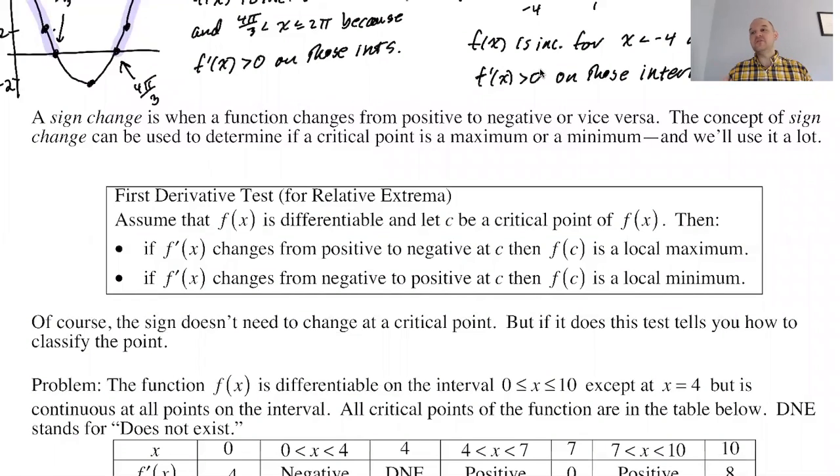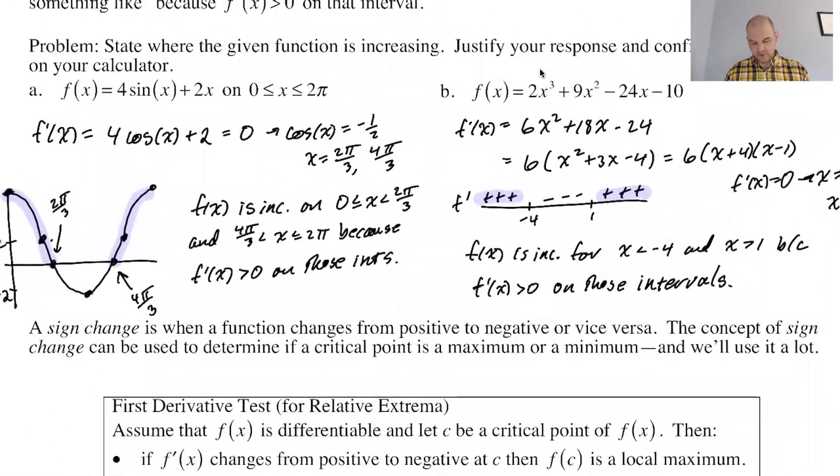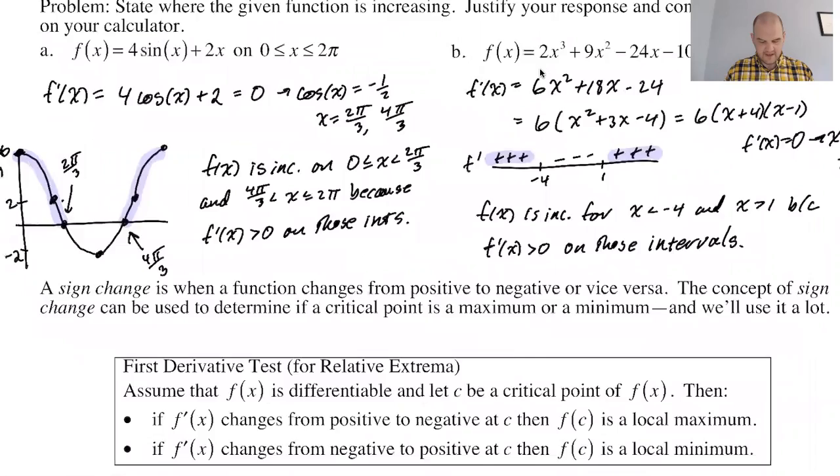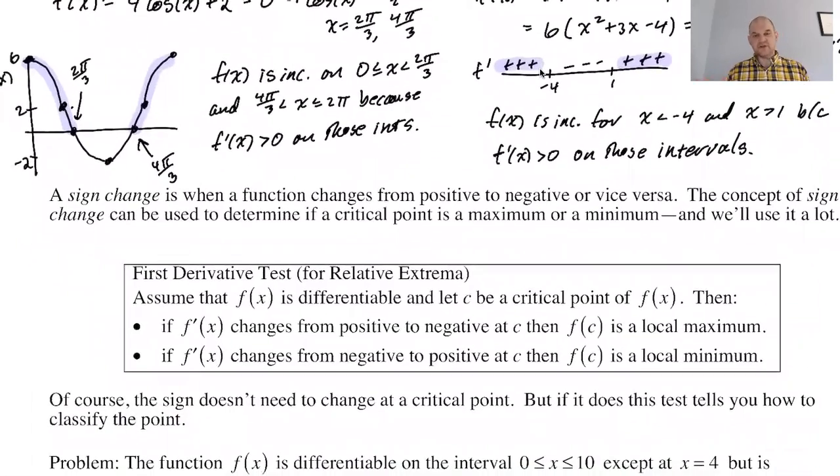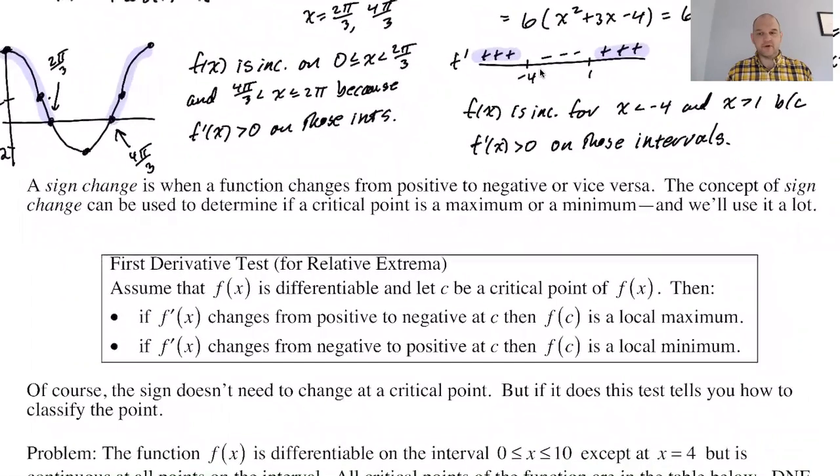All right, I'm back. We're in the middle of page 315, and we just figured out where some functions were increasing because that's what we were supposed to do. We checked them on our calculator because that's what we were supposed to do. And now what we're going to do is talk about some stuff that we already kind of know, but we're going to make it a little more formal.